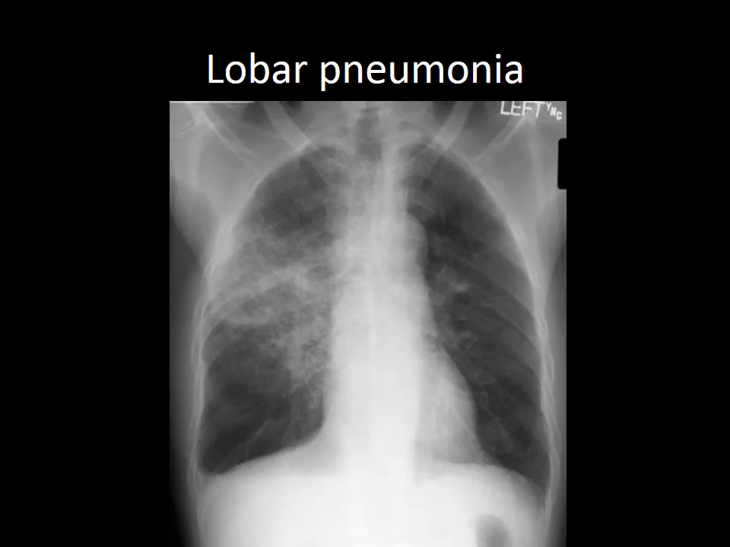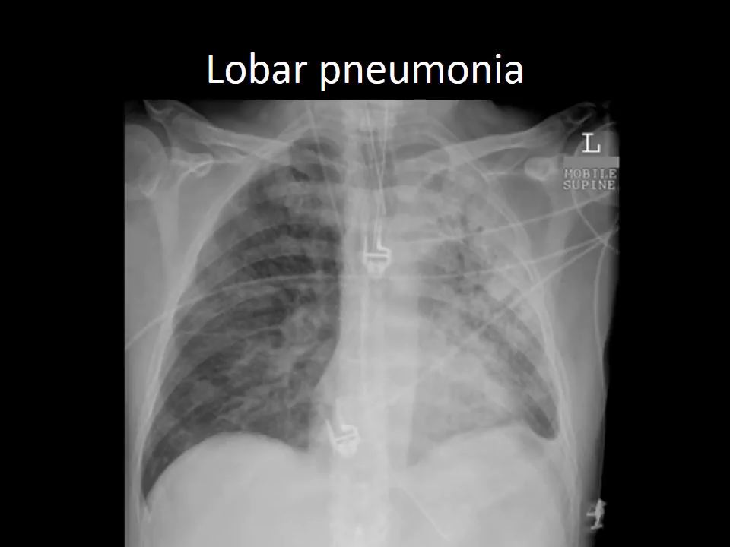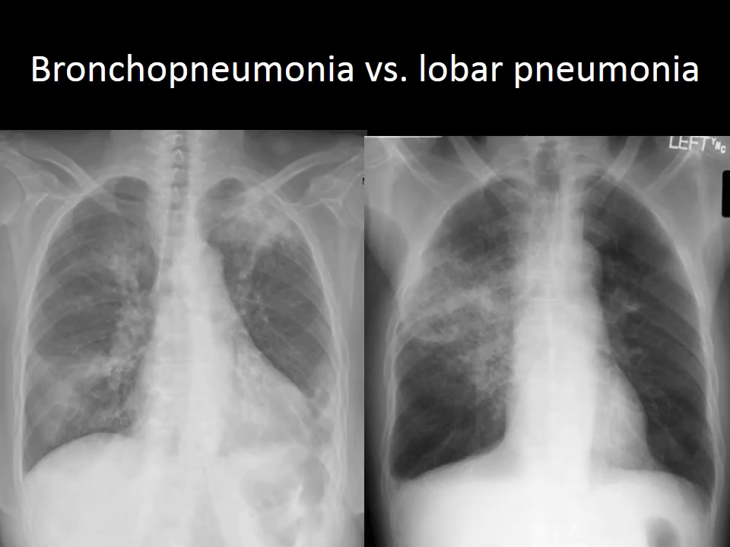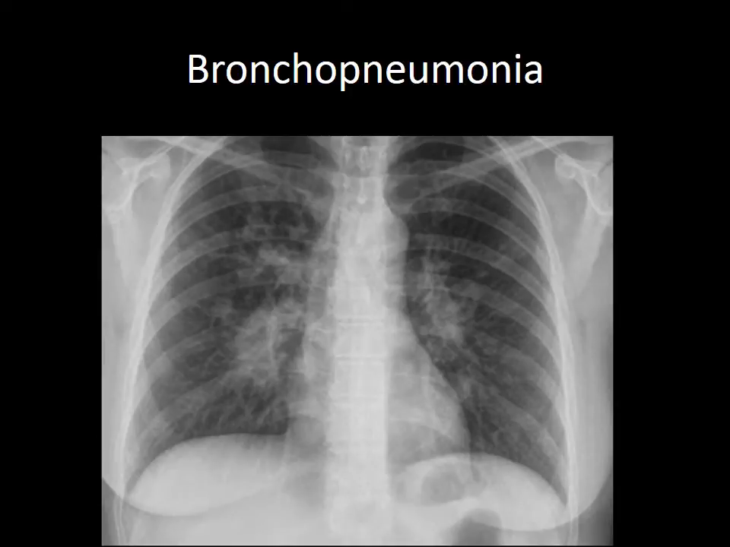This is an example of right upper lobar pneumonia. This is an example of left upper lobar pneumonia. Bronchopneumonia results in patchy segmental opacification. This can involve multiple lobes. Bronchopneumonia is most commonly the result of Staphylococcus aureus infection.